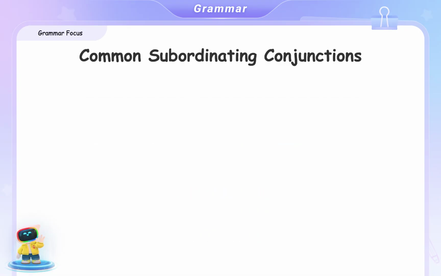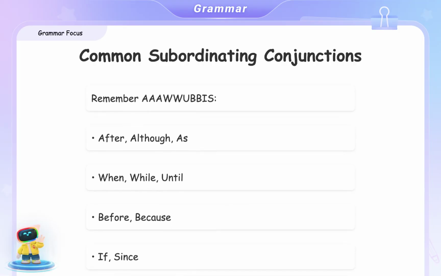Let's learn about common subordinating conjunctions. We can remember them using AA, AW, W, U, BBIS. These are words that start dependent clauses. After, although, and as. When, while, and until. Before and because. And finally, if and since.